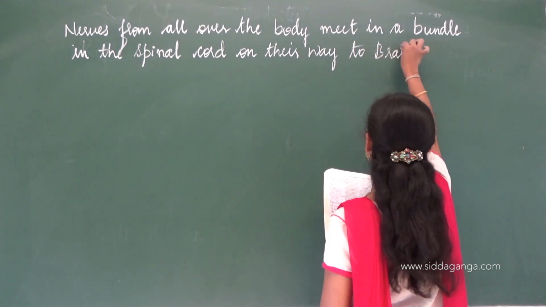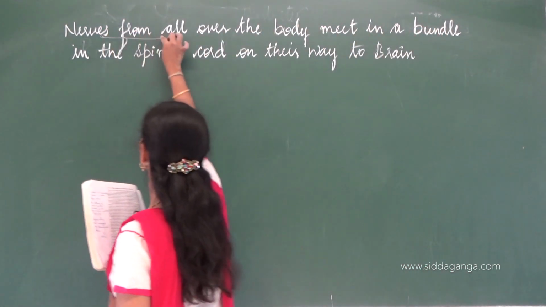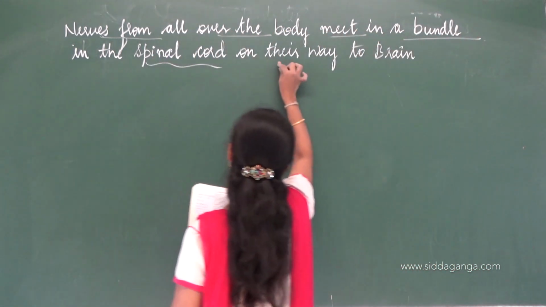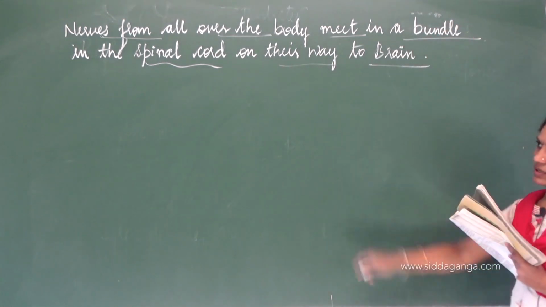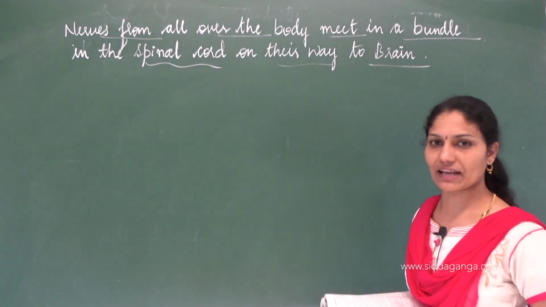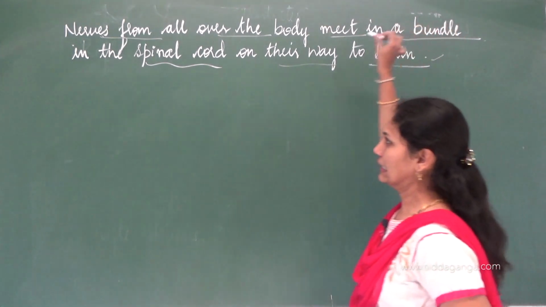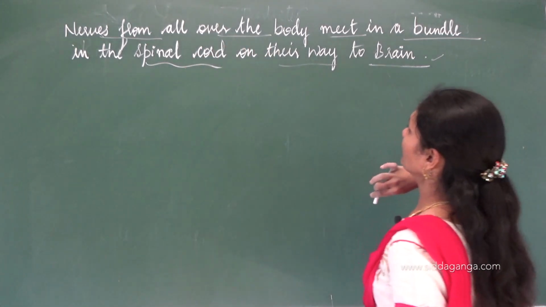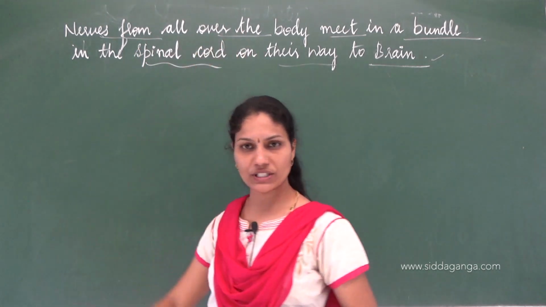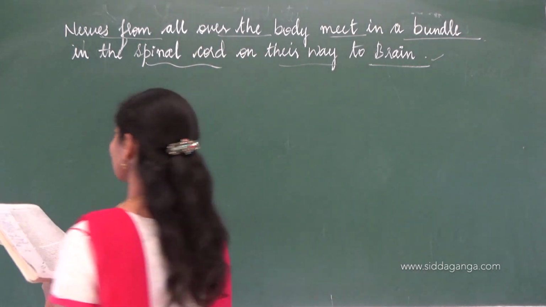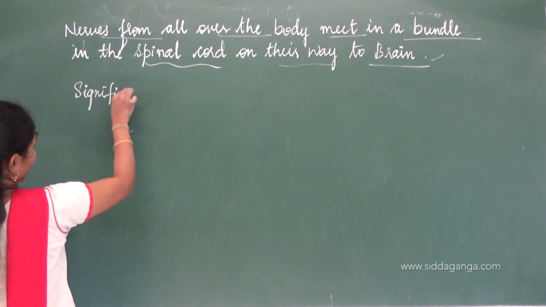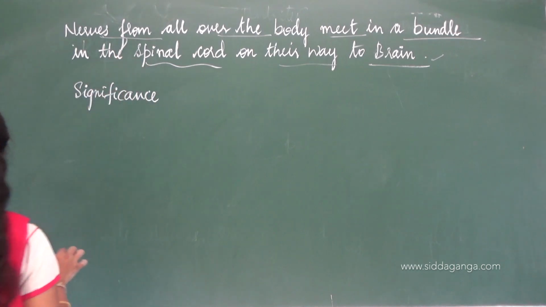So the spinal cord has nerves from all over the body that meet in a bundle on their way to the brain. Nerves from all over the body, on their course of traveling to the brain, happen to meet in a bundle in the spinal cord, and hence the spinal cord is responsible for reflex action. So now let's understand the significance of reflex action, or why reflex actions have arrived.